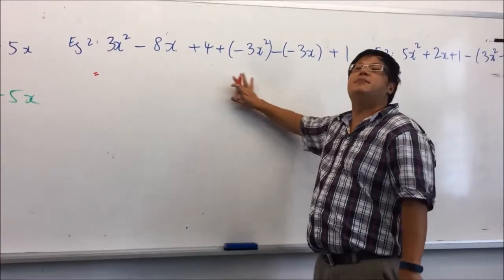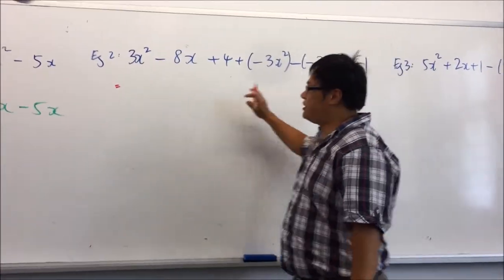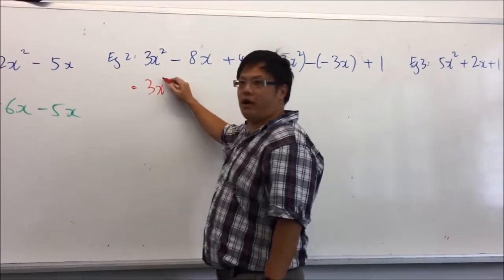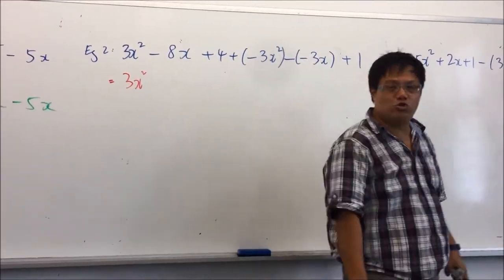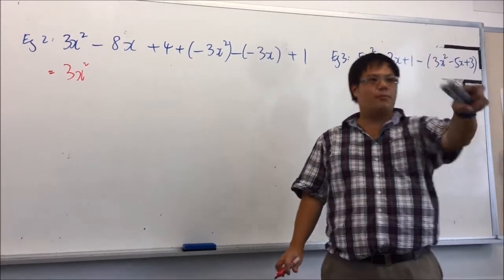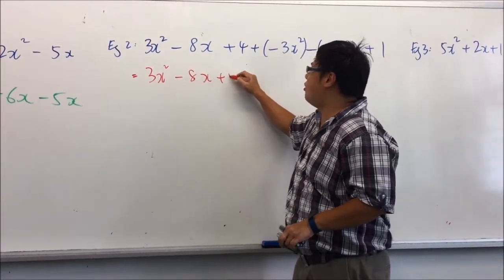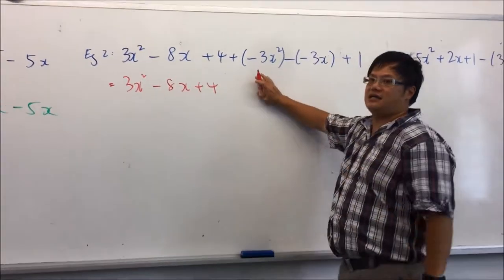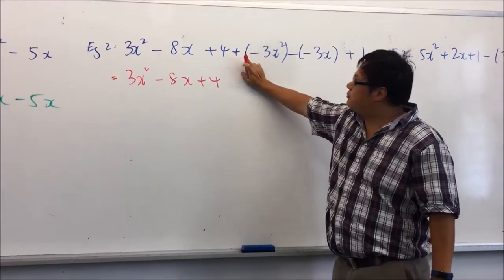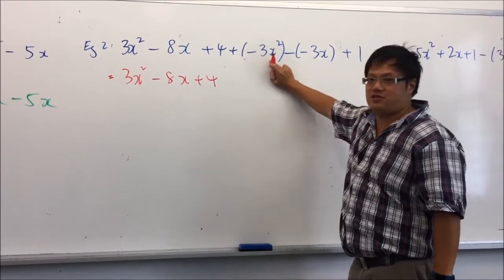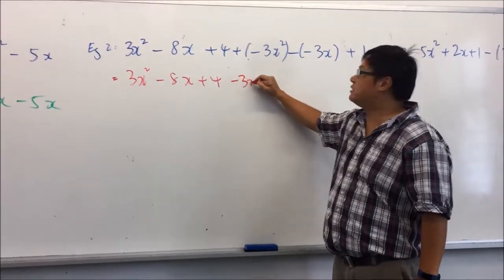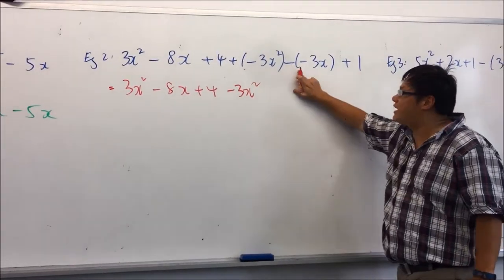To simplify this, okay? Watch, 3x squared. Always remember, just now somebody mentioned the BODMAS rule. Yes, you're correct. Always do the BODMAS rule for the expansion. Get rid of the bracket first. Minus 8x plus 4. What is this, Sarah? Plus bracket means plus times minus 3x squared. Minus 3x squared. Very good. Gaia, what is minus bracket minus 3x?